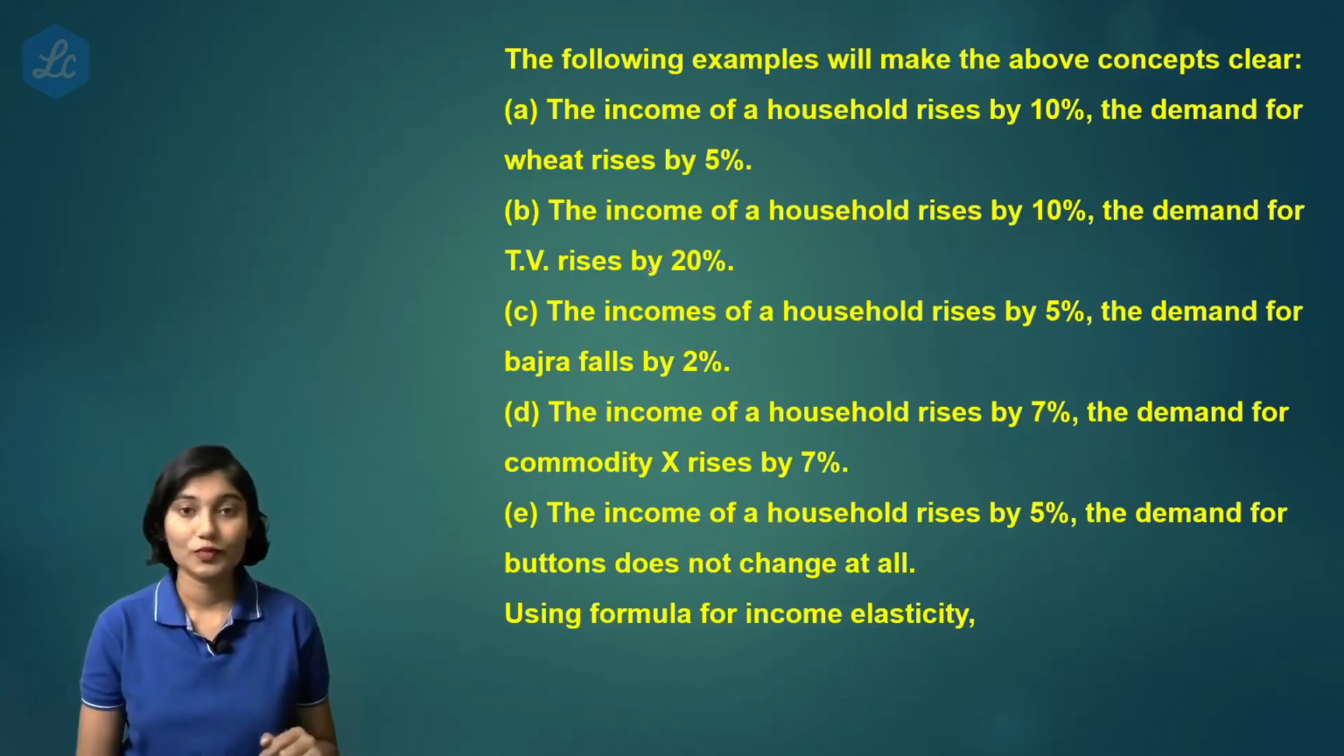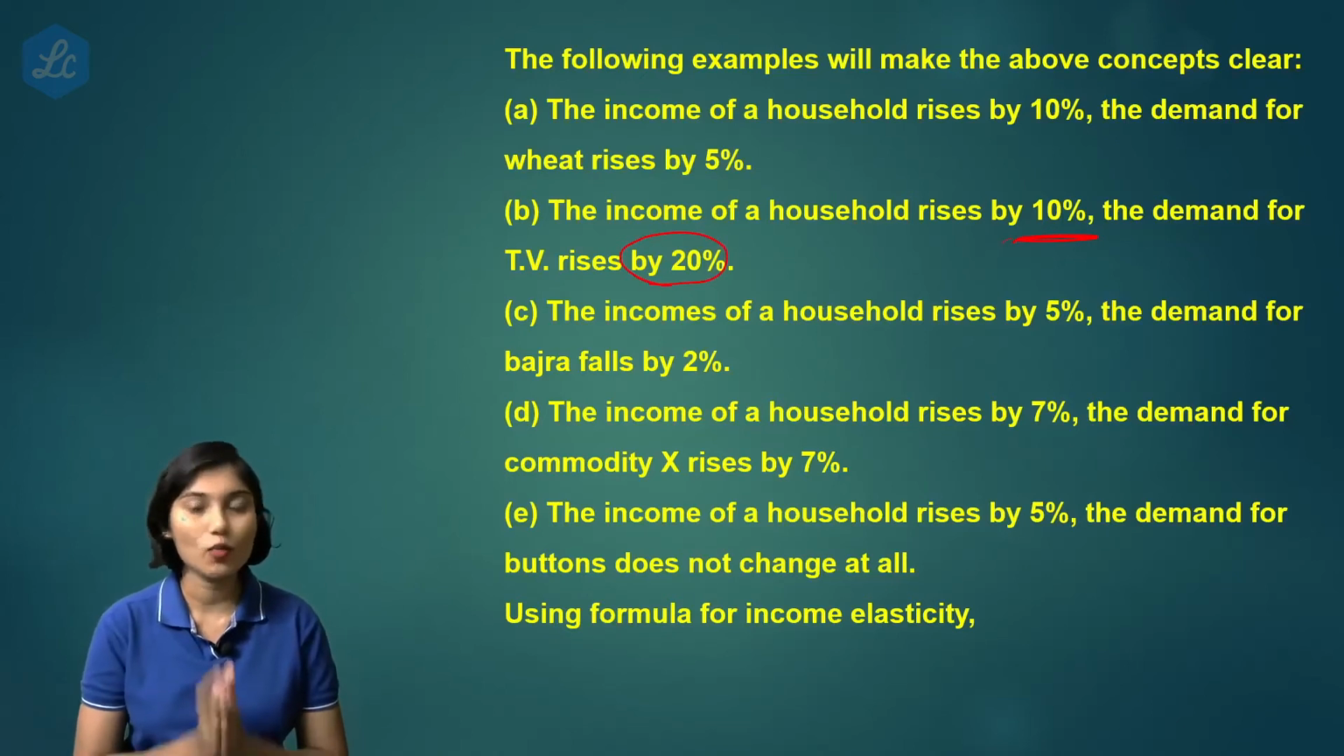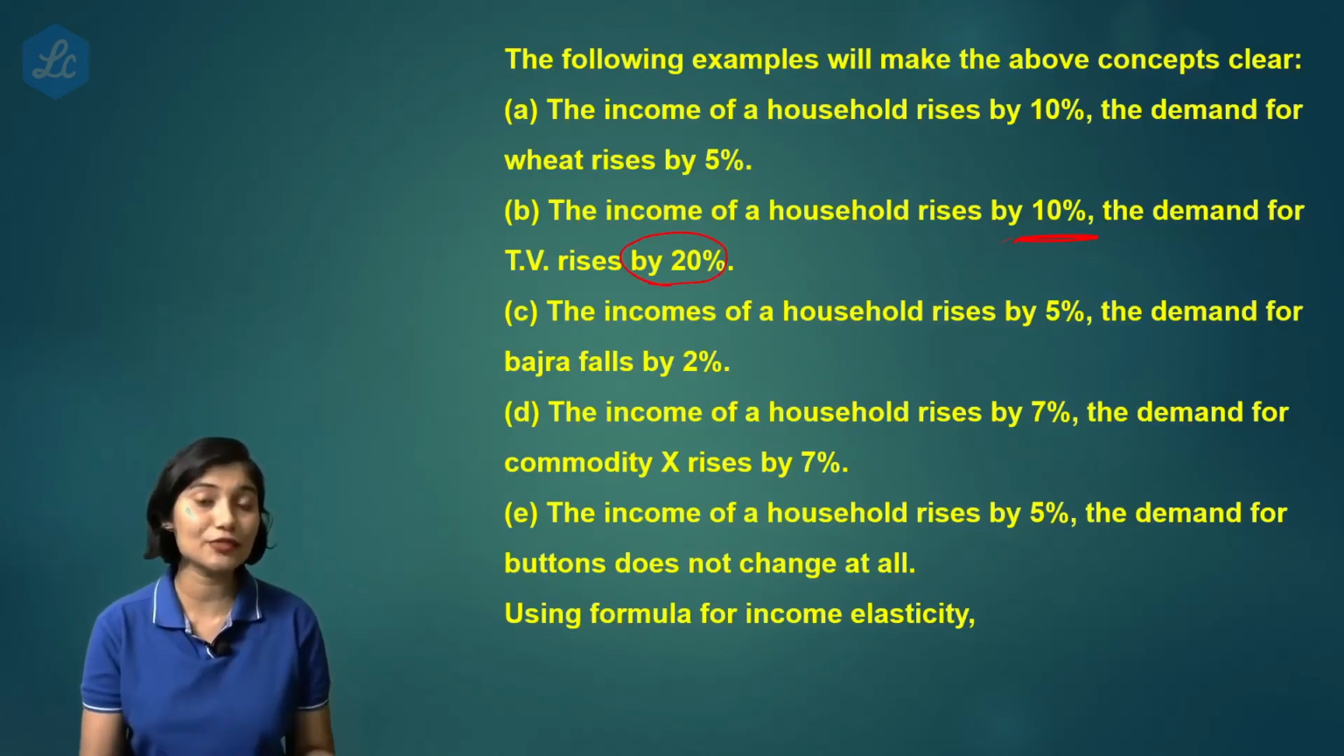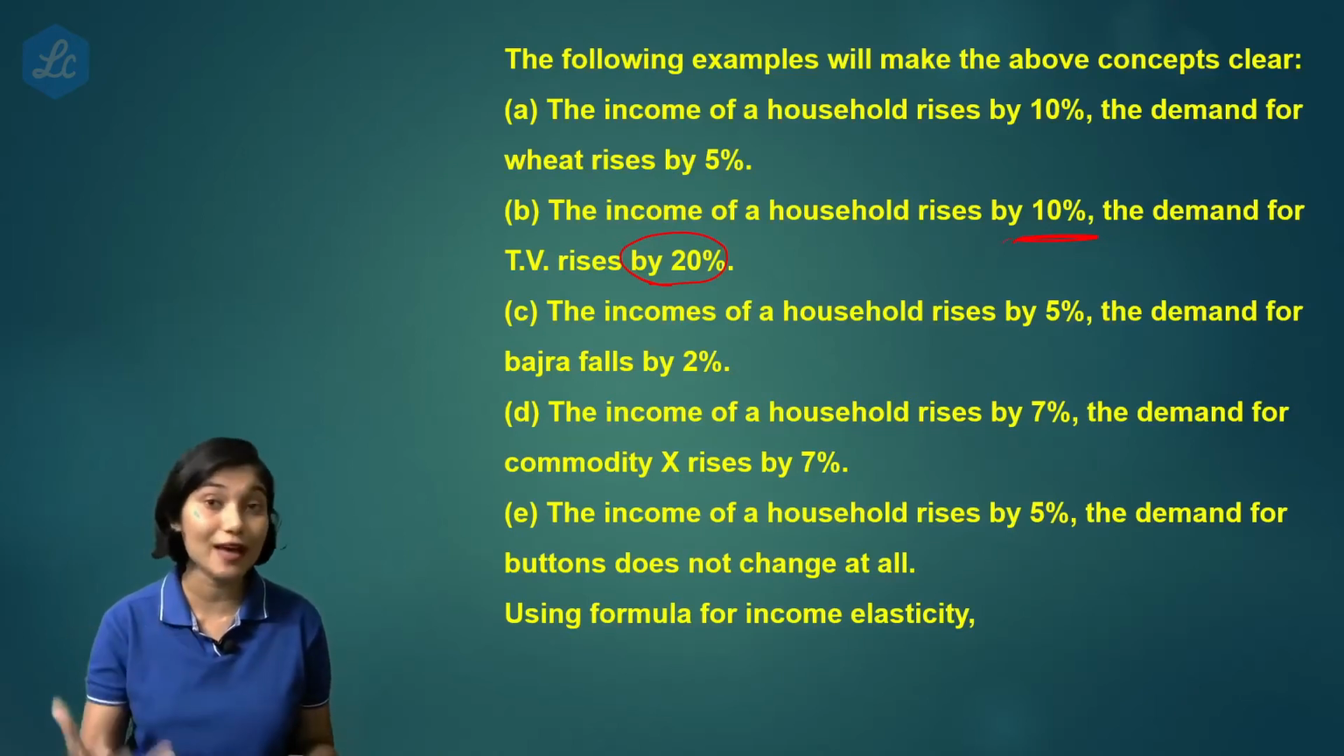Now let us look at a comfort. The income of the household rose by 10%. The demand for TV, now TV is a comfort, right? The demand for TV rose by 20%. Now you might understand this logically. What happens when your money increases? There is a tendency for you to buy things which you don't have, right?